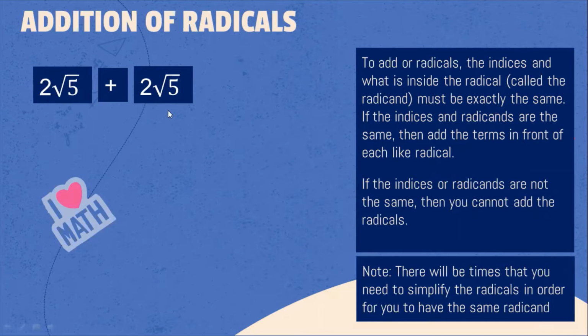Square root of 5 is square root of 5. But it's 2 plus 2. That is 4 square root of 5. We just simply copy the square root of 5, then add the terms 2 plus 2. That is 4 square root of 5. This is our final answer.